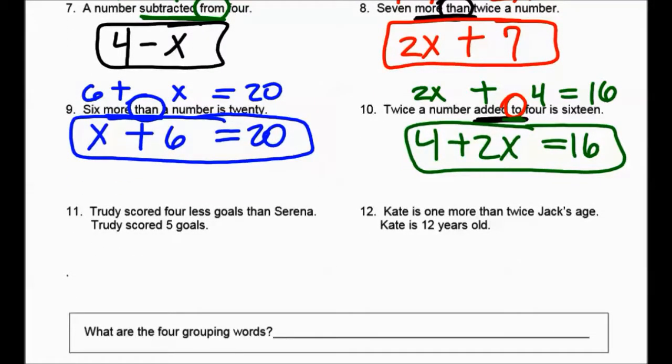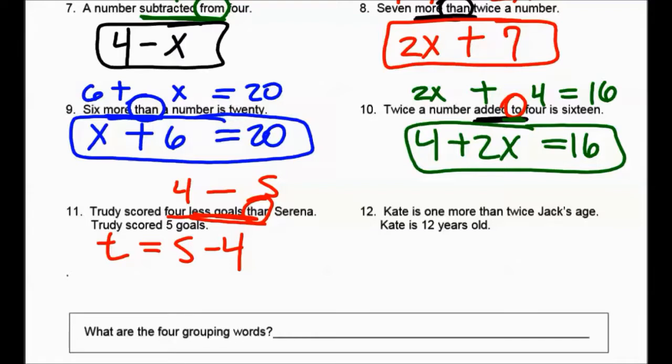Trudy scored 4 less goals than Serena. So Trudy scored 4 less goals than Serena. So less than. So Trudy scored 4 less than Serena, but I have to switch that. Okay, because of the switcheroo word. So this is what Trudy scored. Trudy's goals equal this. So Trudy equals that, but then they tell us how many goals Trudy actually made. It says that she made 5 goals.